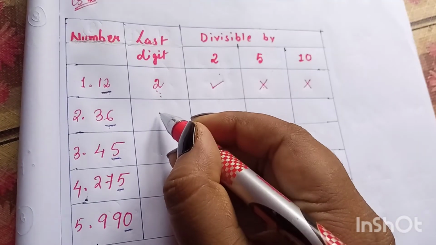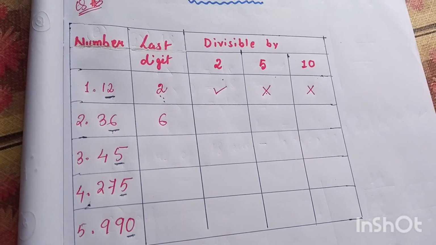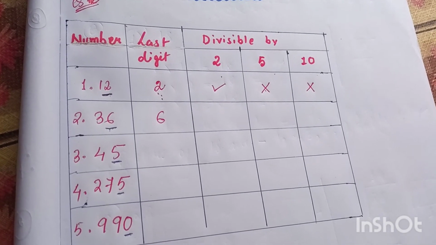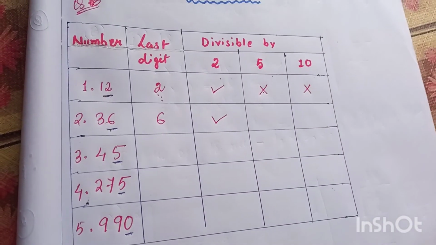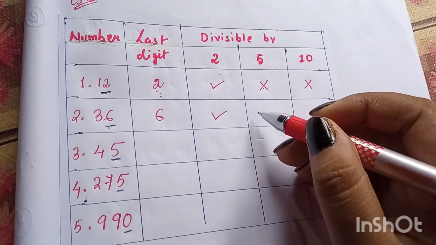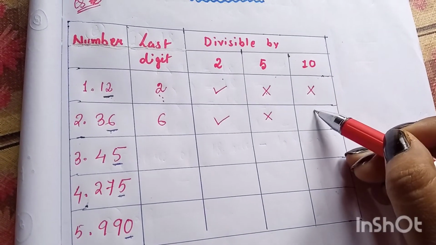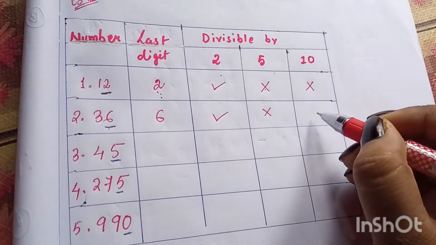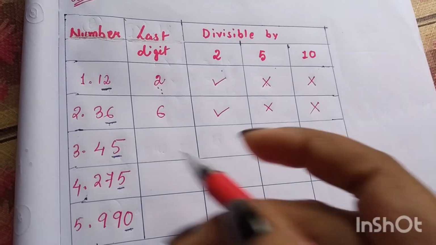And next, the last digit is 6. We know that if any number ends with an even digit, 0, 2, 4, 6, 8, it is divisible by 2. Again, for 5, the last digit should be 0 or 5, but it is 6. Not divisible. For 10, the last digit should be 0, but here it is 6. So no, it is not divisible by 10.